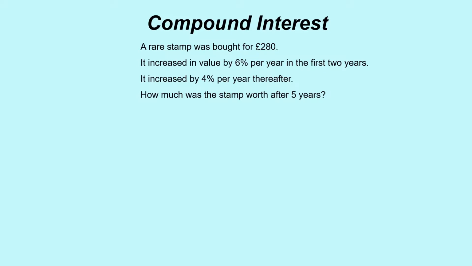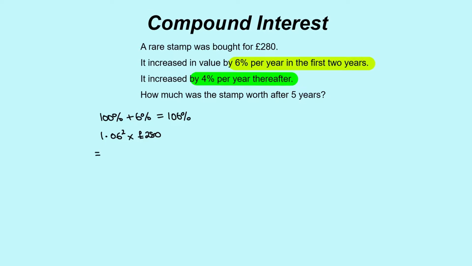So for the first 2 years, we're looking at 6% per year, and then we're going to move on to 4% per year afterwards. So let's have a look at that. We'll start off with 100% value of the stamp, plus the 6% increase for the first 2 years, so it's 106%. Again, writing as decimals, 1.06. We're talking about the first 2 years just now, so it's to the power 2. And we're multiplying that by the value of the stamp, so £280.